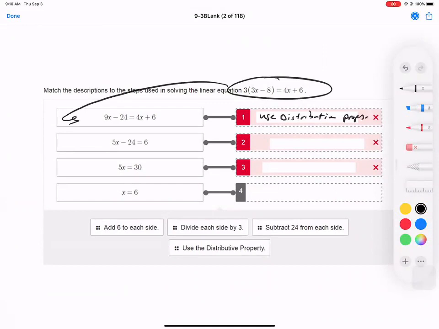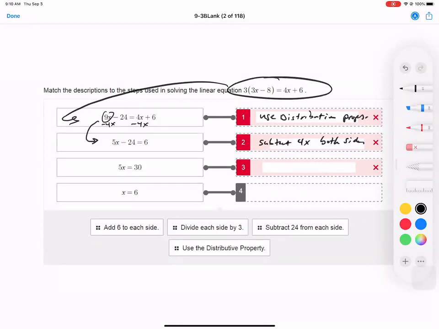Then, how do we get from this step to my next step? Minus 4x to both sides. That's how I went from a 9 to a 5. We subtracted the 4x from both sides. That's why here we would say subtract 4x to both sides. So the biggest confusion here wasn't actually the problem itself, but how to fill it in correctly.